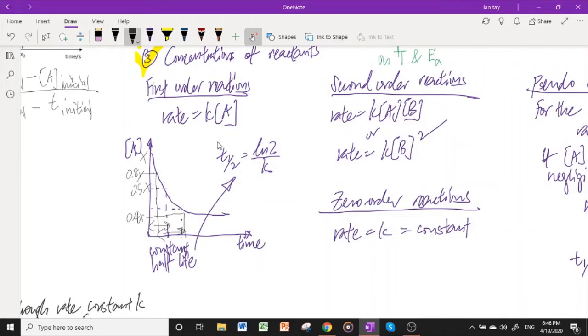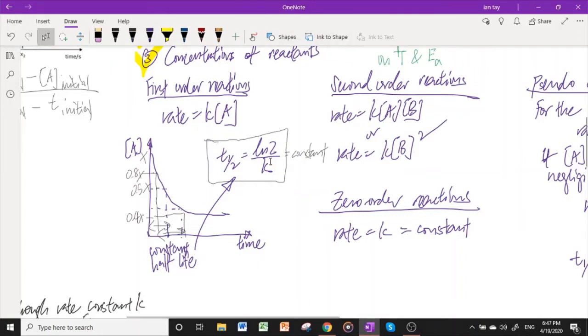And this half-life can be mathematically proven to be equal to the constant ln 2 divided by the rate constant of the rate equation, which is basically a constant at a constant temperature and activation energy. However, if we change the temperature, we'll expect the half-life to change as well.